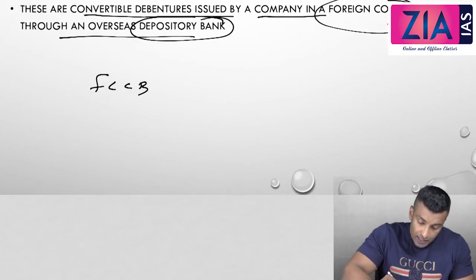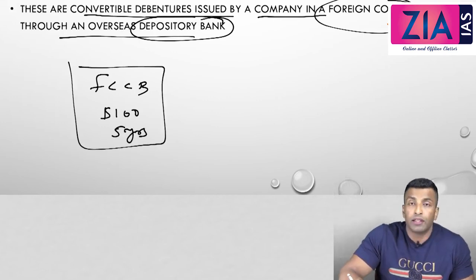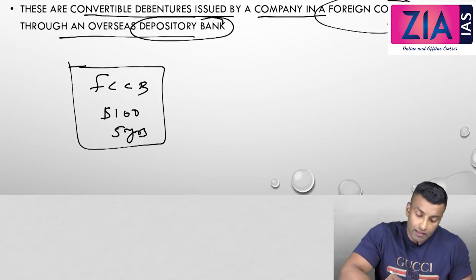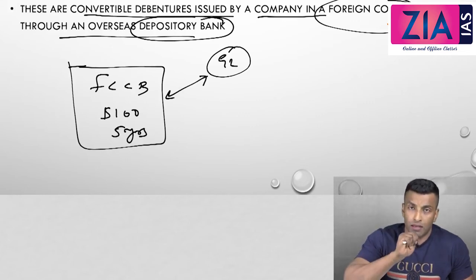So it's like this: FCCB, let's say $100, 5 years. Okay, so this is the face value which is written in the debenture. When you're issuing this, you may be getting around 92, 93, etc. So this difference is actually the earning of that person who's buying this debenture.